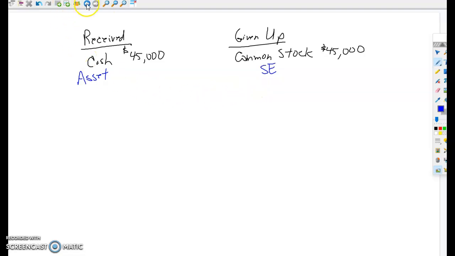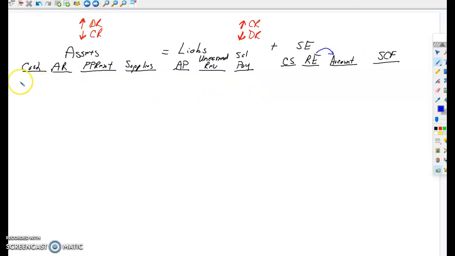Okay, so if I go back to the horizontal model, in this transaction, cash is going up $45,000. And then common stock is also going up $45,000. And that keeps this account in balance. This side goes up and that side goes up. And then I can apply my debit credit rules. Assets go up, that's a debit. And then over here, this side goes up, it's a credit.